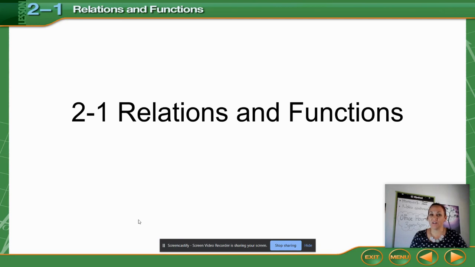Now we already started chapter 2 a little bit during our live session where we learned about finding the domain and range given a graph. We will be continuing our notes on domain and range, and we'll also learn in this video about relations and functions. Make sure to write down the title and you can continue with your notes from class.